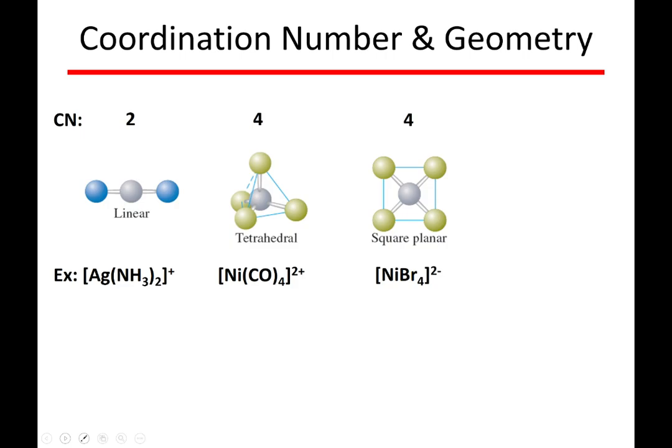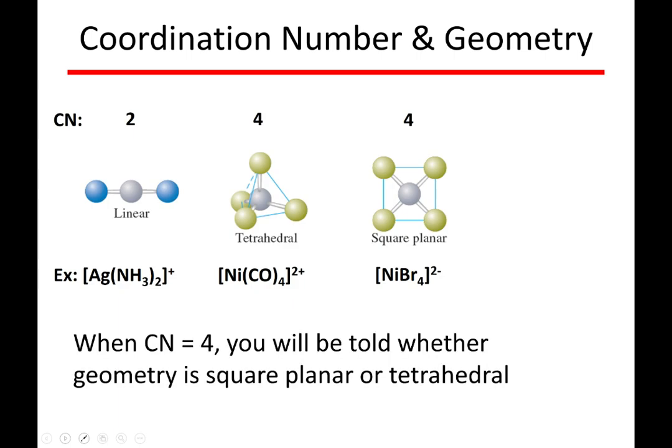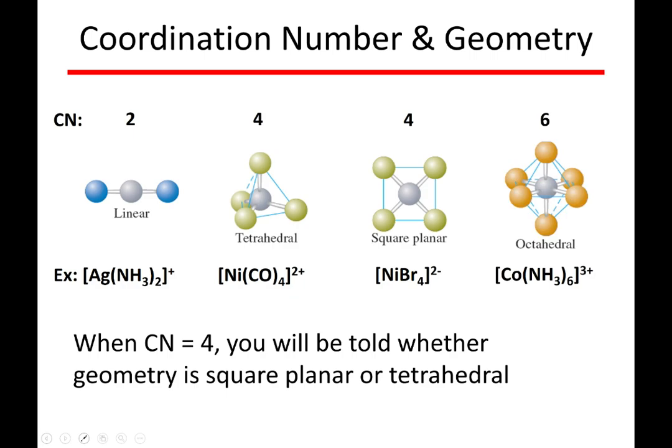And it's not always so straightforward to be able to predict which one it is when the coordination number is 4. So when the coordination number is 4, you'll be told whether the geometry is square planar or tetrahedral, if that is relevant to the question. When the coordination number is 6, then the geometry will be octahedral in every case. That brings us to the end of this discussion, and next we'll begin talking about crystal field theory.